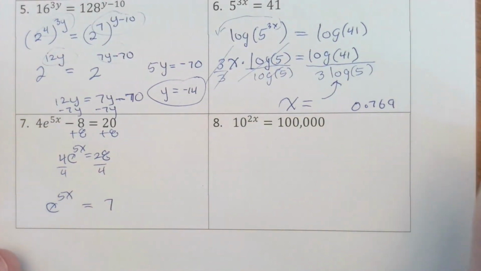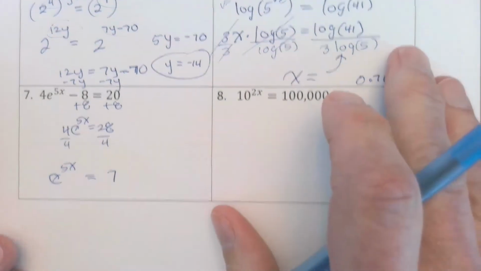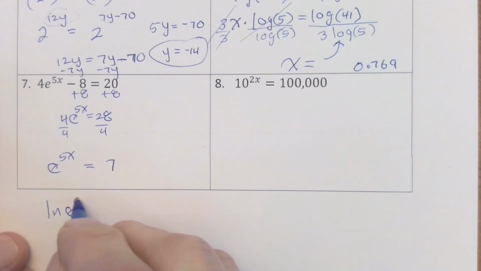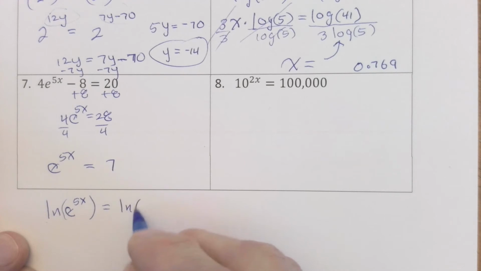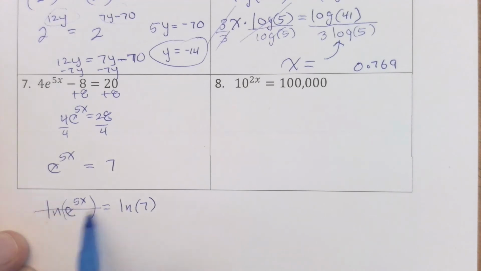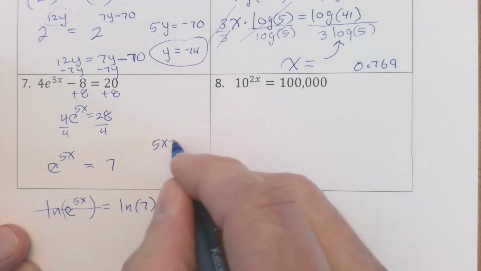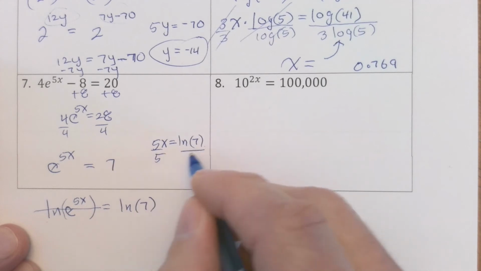Now this problem was built for the natural log. Why? Because if you take natural log of e to the 5x, you are doing inverse operations. The base e exponential and the natural log are both based on e and they're inverses, so they cancel. So now you have 5x equals natural log 7. And now divide both sides by 5 and you're done.